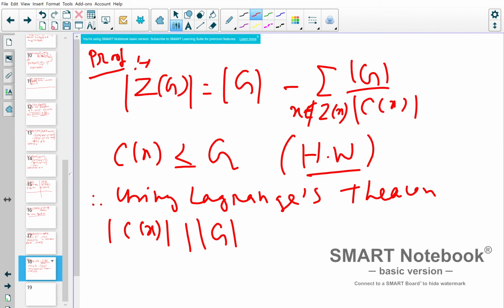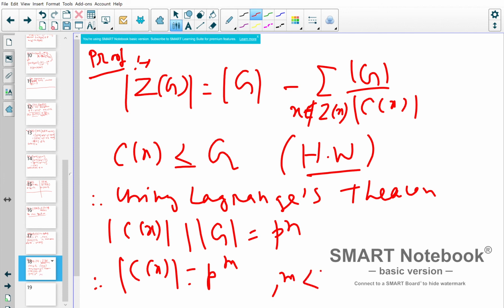But what is the order of this group? This is something p power n, right? The prime power. So what does that mean? That means this has to be some p power m for each of those things, where m is strictly less than n. It cannot be full, right? So what does that mean? That means this ratio is always divisible by p.